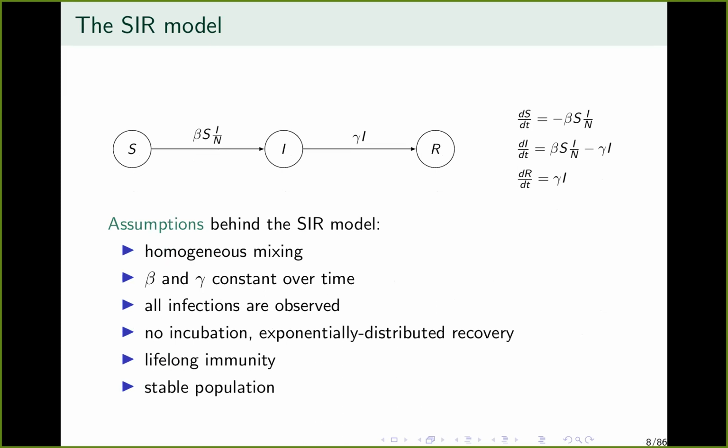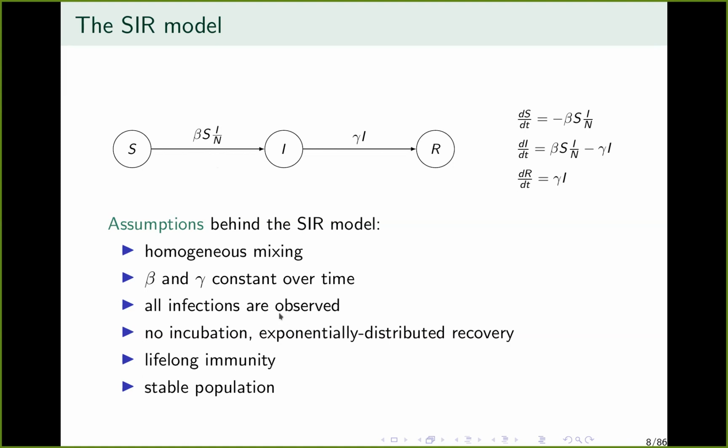And in the SIR, you have a few assumptions, like homogeneous mixing, which means that you are as likely to mix with everyone in the population. So people that are susceptible become infected, and you assume that this rate is homogeneous. Everyone in the population is equally likely to meet and to get infected from everyone else, which is a rather strong assumption and doesn't work all the time, obviously. You have beta and gamma that are constant over time, which means transmissibility is constant over time, which is also often not true.